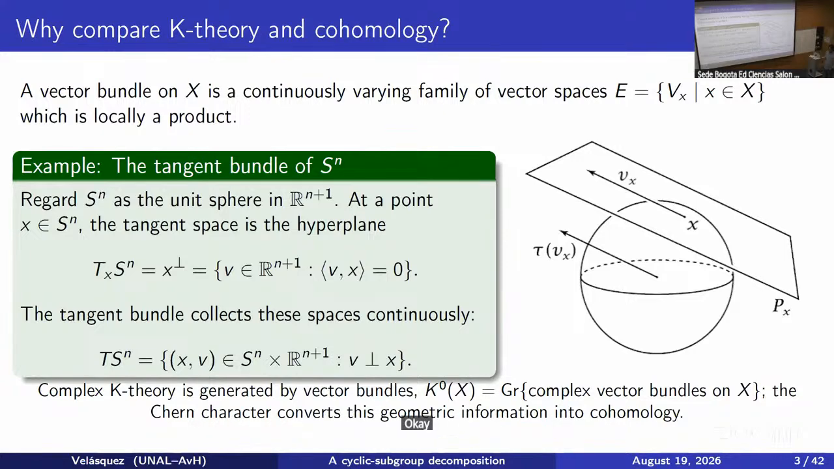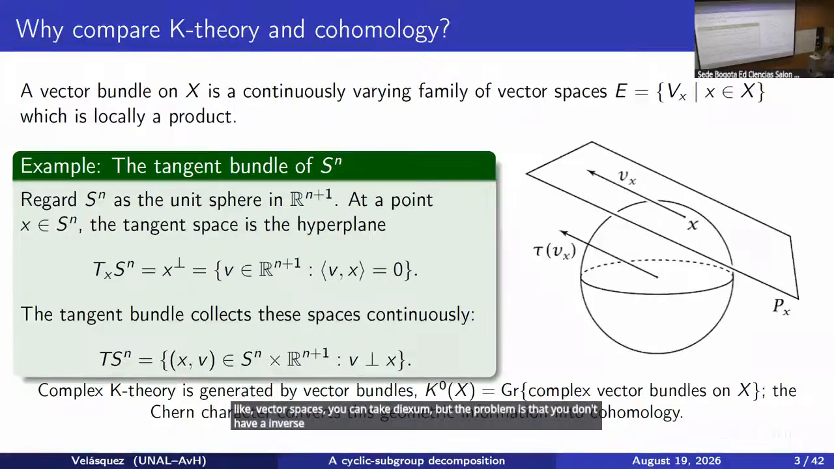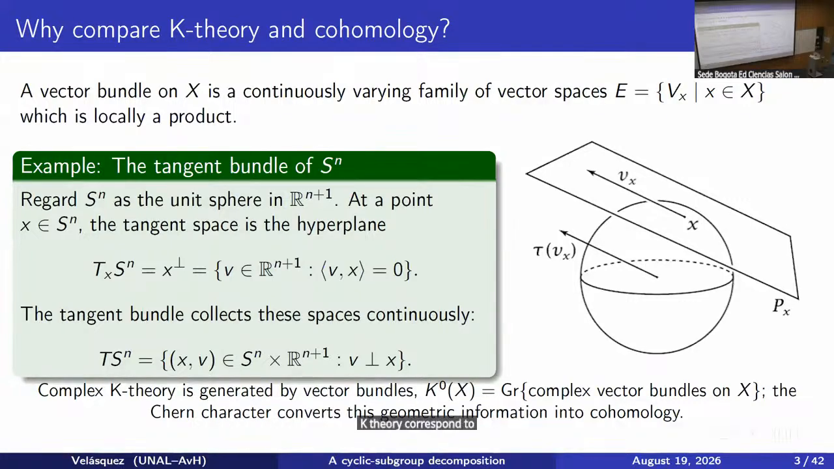Okay? Sorry. What is the Grothendieck group of this? The set of isomorphism classes of vector bundles is a monoid because you can take direct sums, like vector spaces, but the problem is that you don't have an additive inverse. Then when you add formally additive inverses, this is the Grothendieck group. The elements of K-theory correspond to formal differences between isomorphism classes of vector bundles. It's like when you have the natural numbers, and you construct the integers.